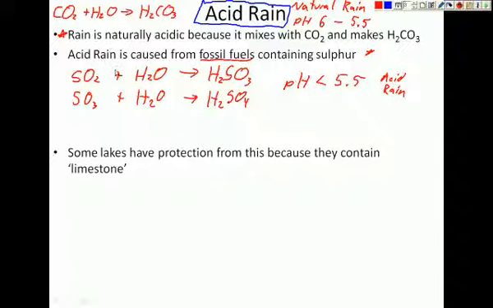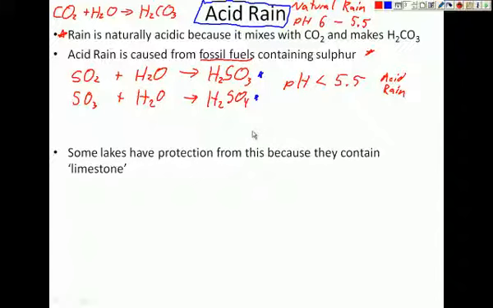Now, what is acid rain? Well, we talked about it. It's just when you have a pH that's less than 5.5 due to sulfurous acid, which is this one right here, and sulfuric acid, and sometimes a few other types of acid like nitric acid. But when all this acid rain is coming down, what can it do to our environment?